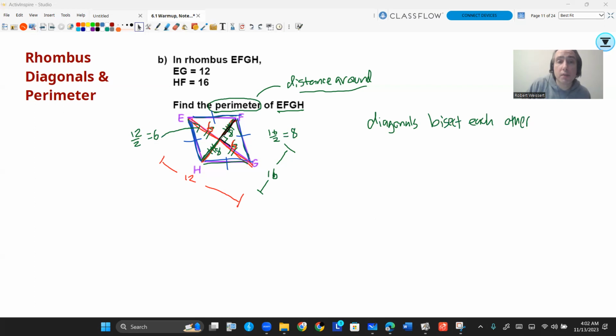Another property of rhombuses is that the diagonals are perpendicular. Perpendicular has a symbol that looks like an upside down capital T, but it means that they cross at 90 degrees, which means I can make a right angle there. And so now I'm going to take one of those triangles there and pull that out for a second.